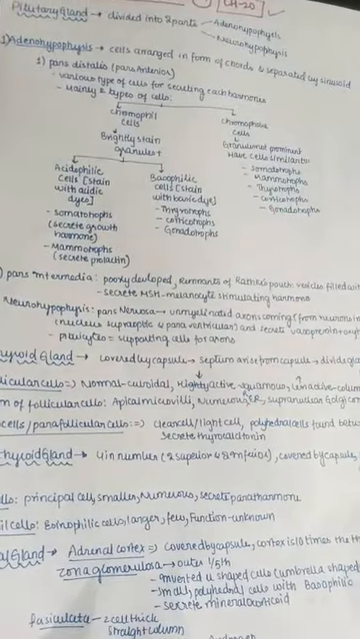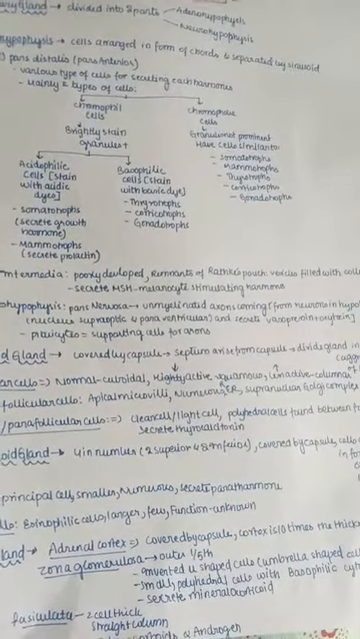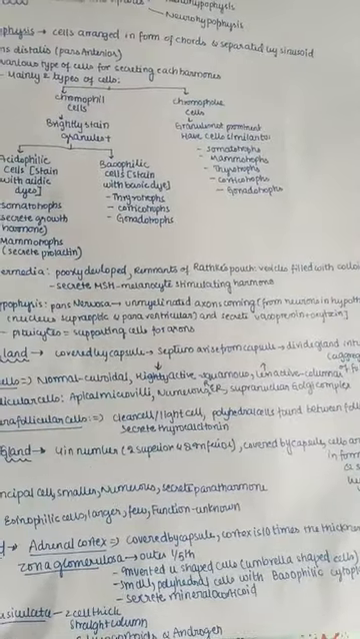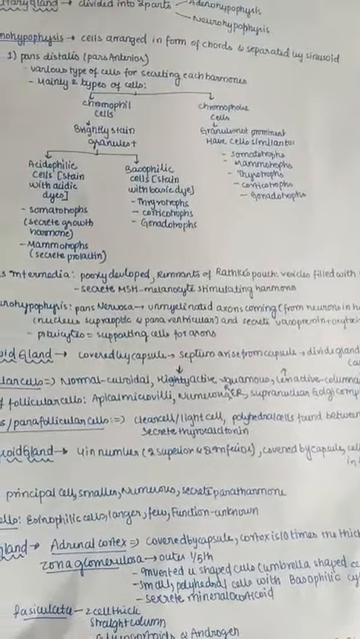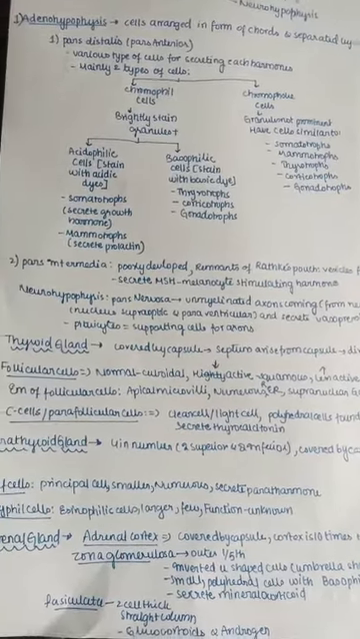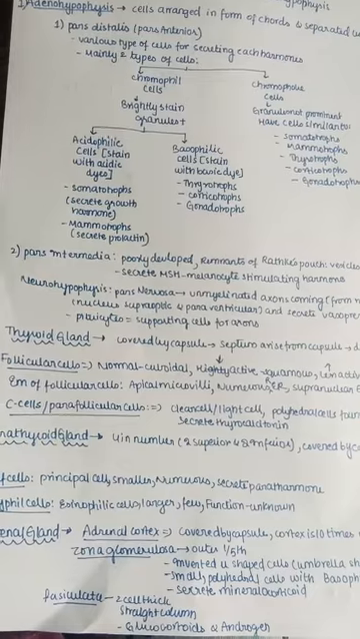So pars intermedia is actually poorly developed, and the remnants of only Rathke's pouch are present, and their vesicles are filled with the colloid, and they mainly secrete the MSH. What is this MSH? That is melanocyte stimulating hormone. And next, going to the neurohypophysis or pars nervosa.